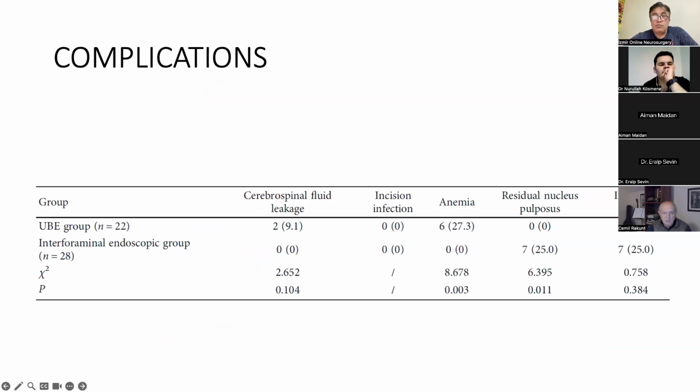The complication rate of the two groups showed no significant difference. However, there was a significant difference in the incidence of anemia. 6 in the UBE group against 0 in the transforaminal group.